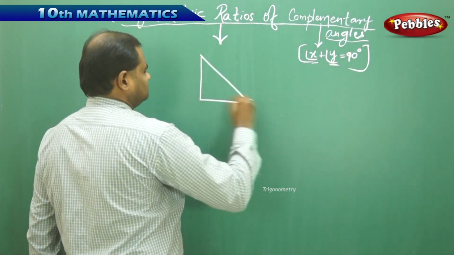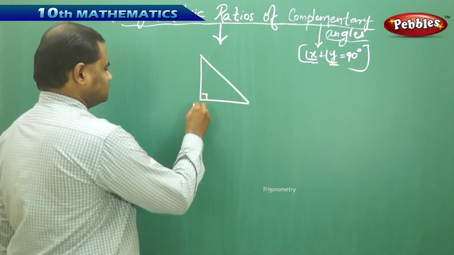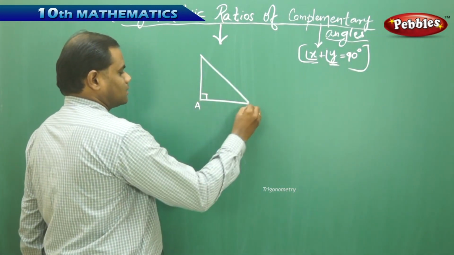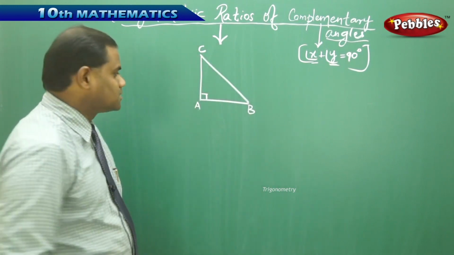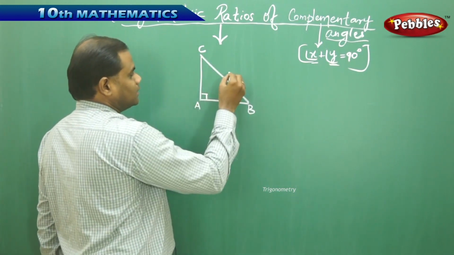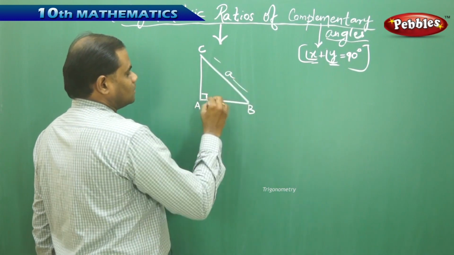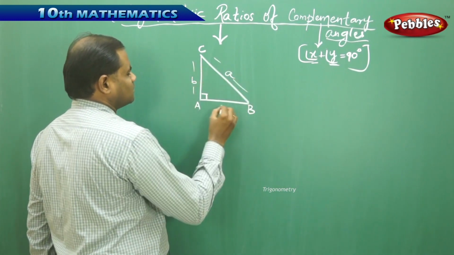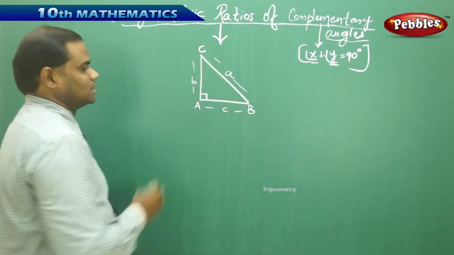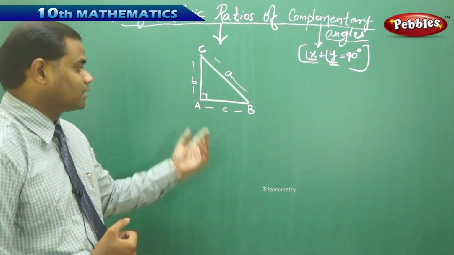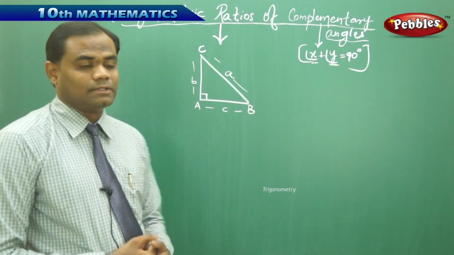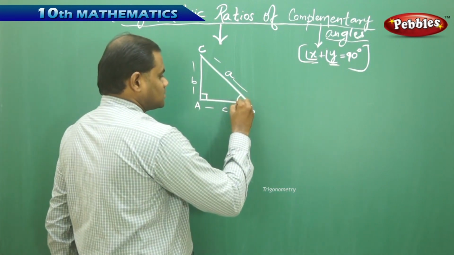Let me consider a right angle triangle. So this is A, B and C. And let me say the length opposite to angle A is A, this is B, and this is C opposite to this. So A, B, C are the lengths of the sides of the right angle triangle ABC. Let me take this to be theta.